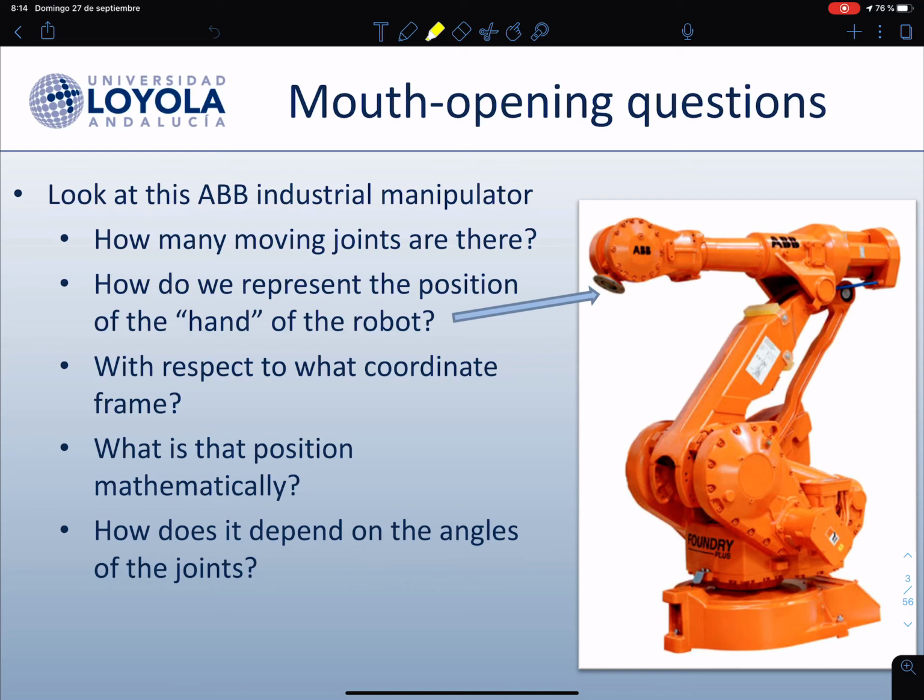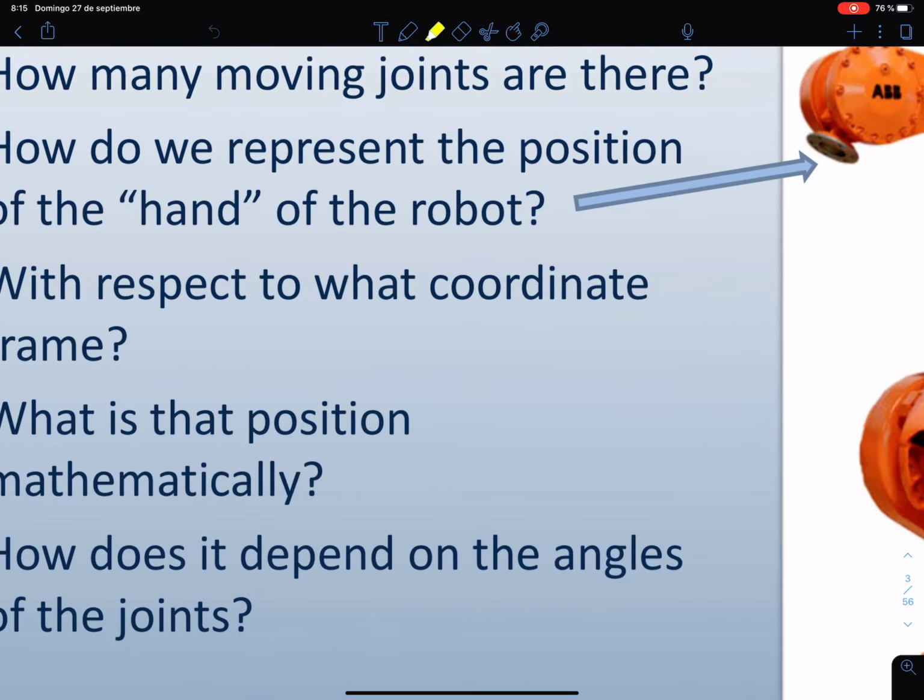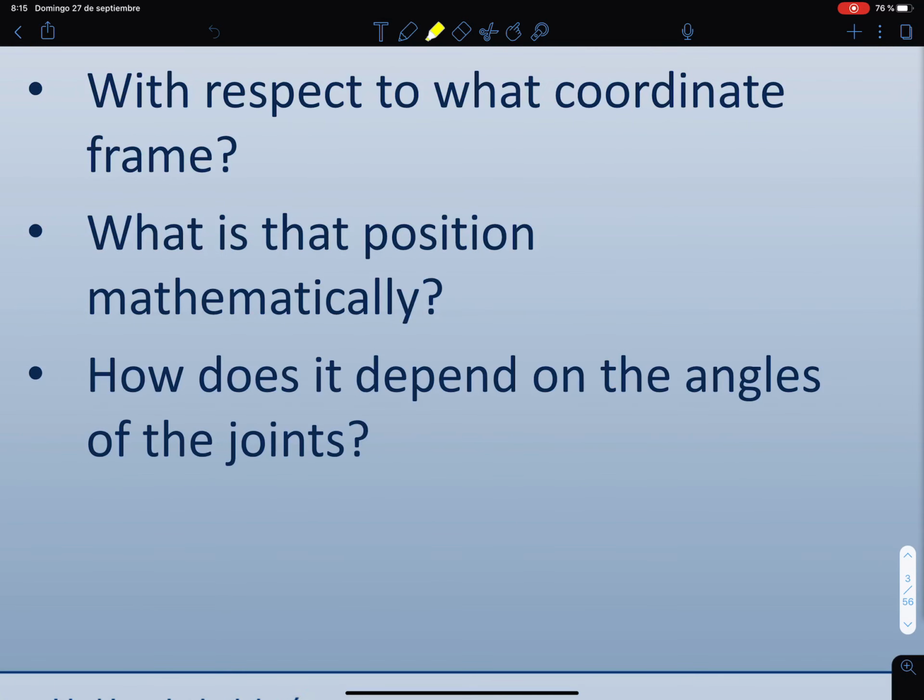So the second question: how do we represent the position of the hand of the robot? Well, the hand of the robot is a solid and it requires 6 degrees of freedom. Then there's a question that says, with respect to what coordinate frame? If I use some coordinates to state or to determine the position of the hand of the robot, these coordinates should be referred to some coordinate frame. So whenever there is a robot application, there should be a coordinate frame outside the robot to which we should refer the position of the hand.